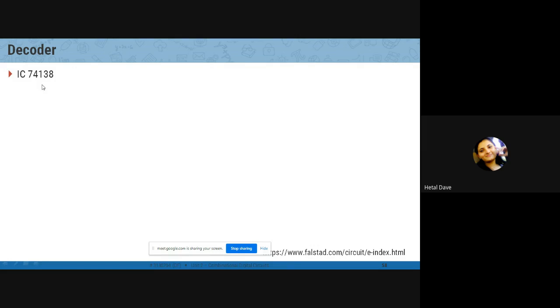But for any project, if a project designer wants a decoder IC, then he or she can purchase this IC directly. You need to remember the IC number. The IC number is 74138. A ready-made IC is available. But right now we are going to design this decoder using the 7408 AND gate IC. We need to design it. Okay. A ready-made design is also available.